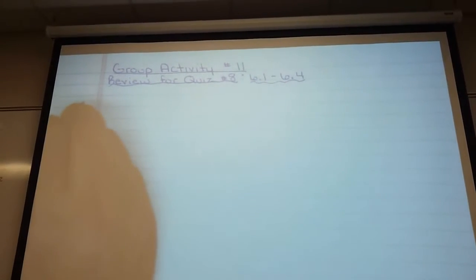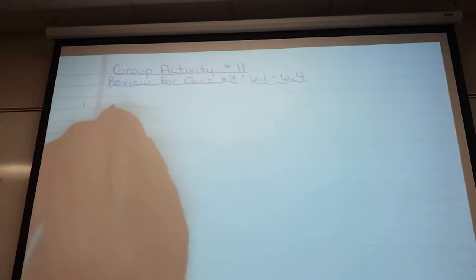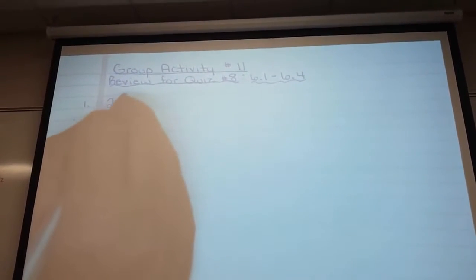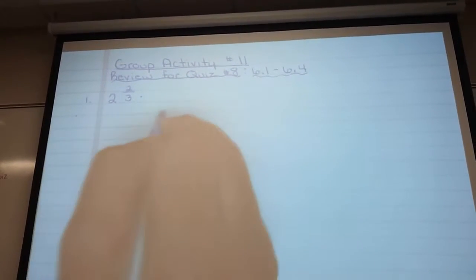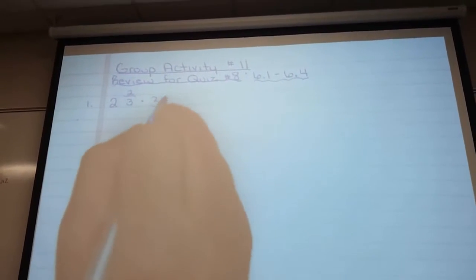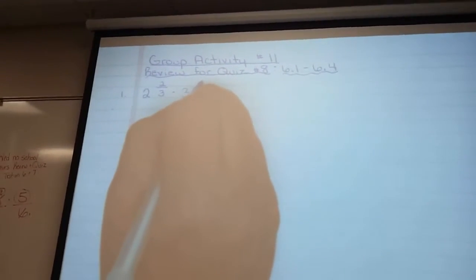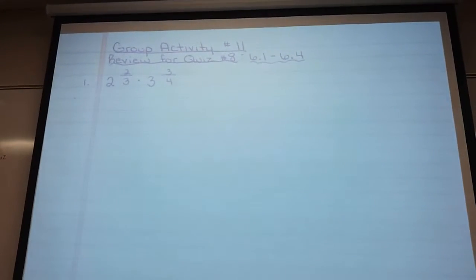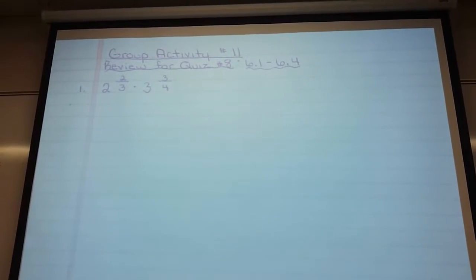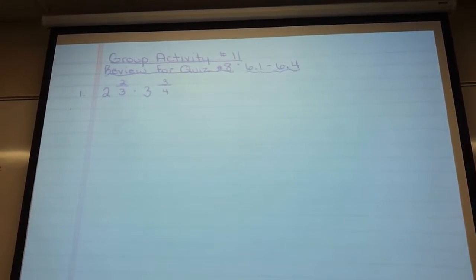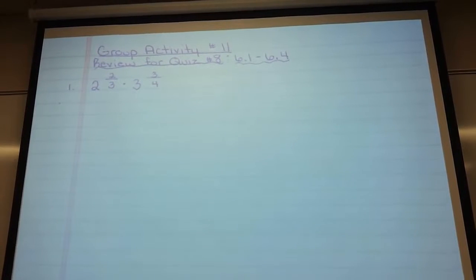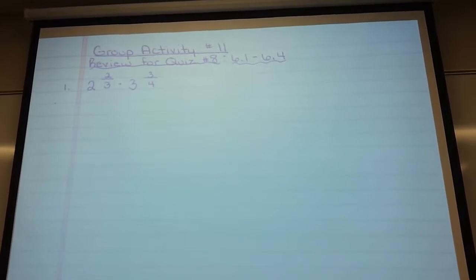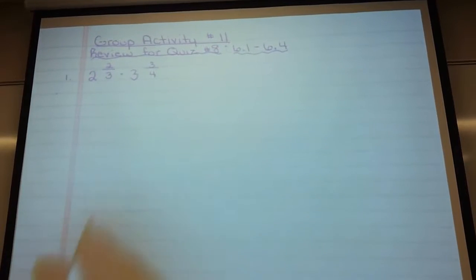Okay. The first one, we've got 2 2/3 times 3 3/4. This one you can use a calculator for the whole quiz. Do you remember what you have to do first? Make them improper. So I have to make them improper fractions.